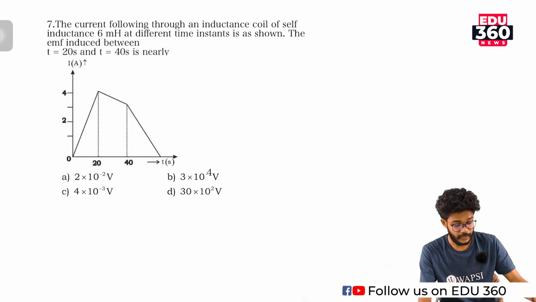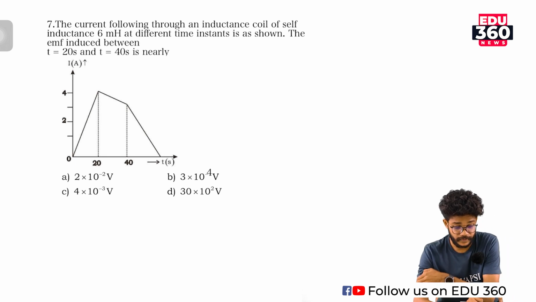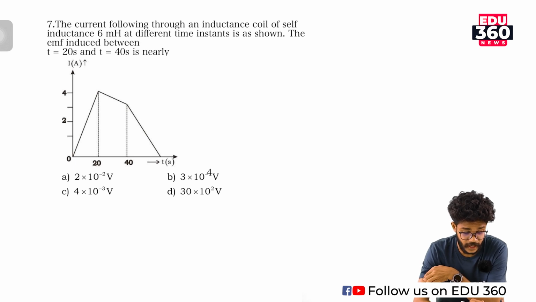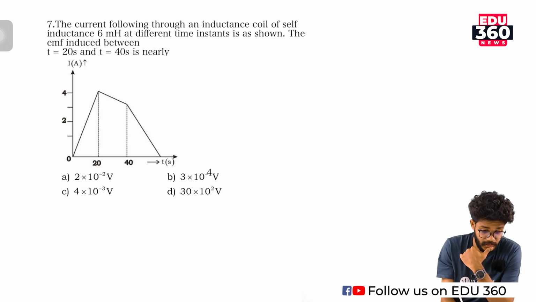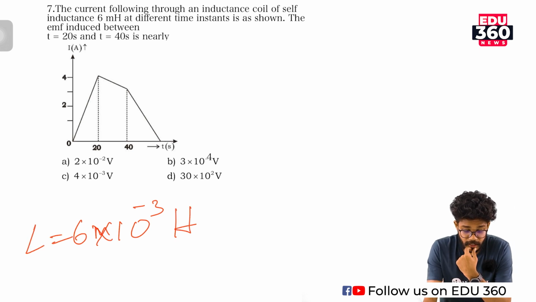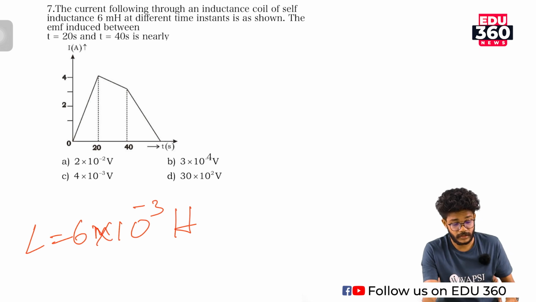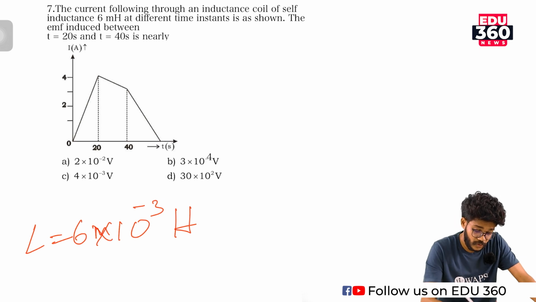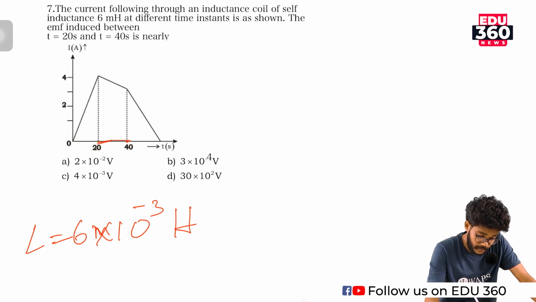The current flowing through an inductance coil of self-inductance 6 milli, that means 6 into 10 raised to minus 3 Henry, at different time instants is shown in the figure. The EMF induced between the times, they have given 20 seconds to 40 seconds. So this is the portion.